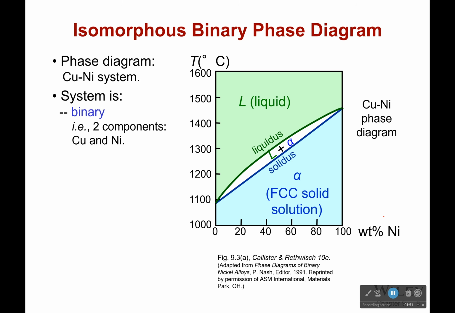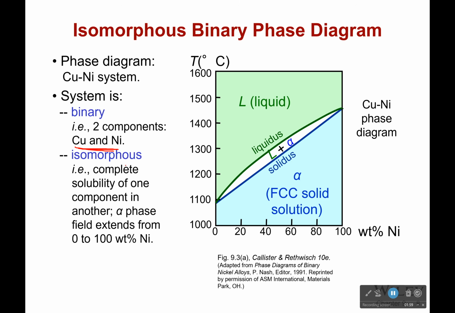So this system is a binary system. It's binary because there's only two components. That's copper and nickel. It's also called isomorphous because there's complete solubility of one component in another. And that means that that alpha phase field, where I have this nice solid solution, it extends from 0 to 100% weight percent nickel. You don't see that with everything. With iron, you go to I think it's 3%. That's the max you'll see, because beyond that point, the steel just breaks down and eventually you turn into pencil lead. And so obviously pencil lead and steel do not mix.